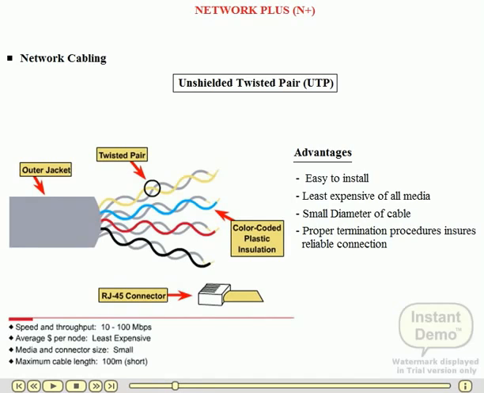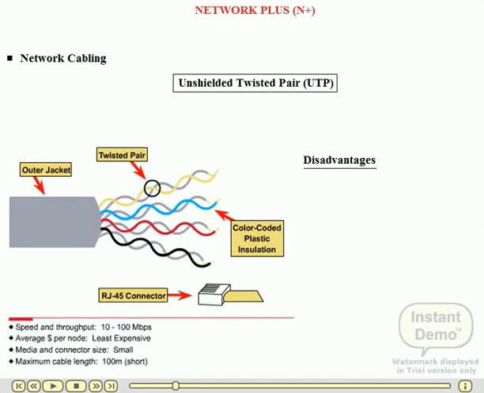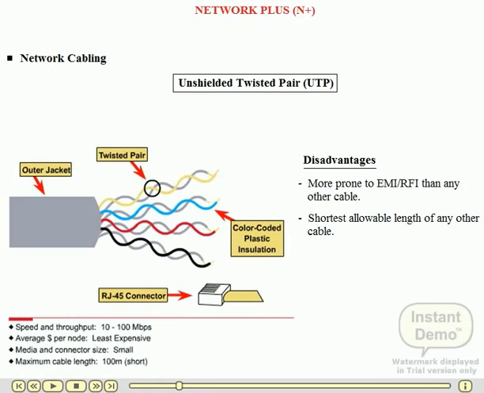Next, we learn the disadvantages of UTP. UTP has 2 types of disadvantage. First, it's more prone to EMI and RFI than any other cable. This is the first disadvantage of the UTP, unshielded twisted pair. The second disadvantage is that it supports the shortest allowable length of any other cable. It supports only 100 meters. This is the second disadvantage.